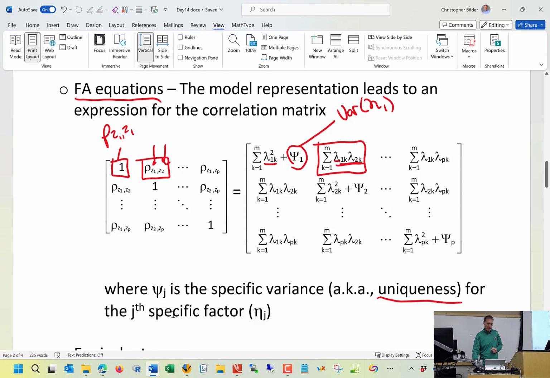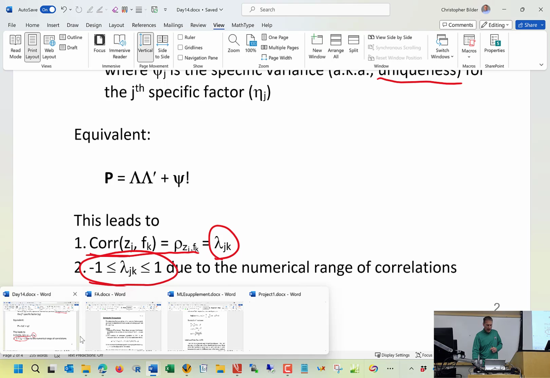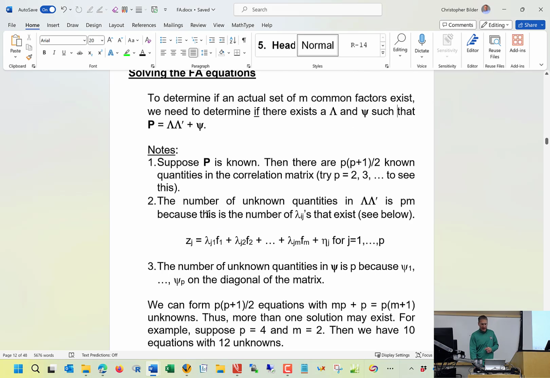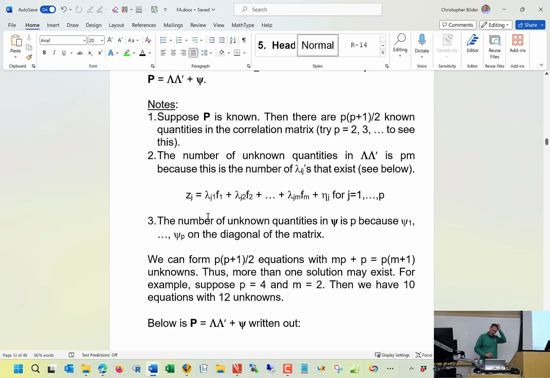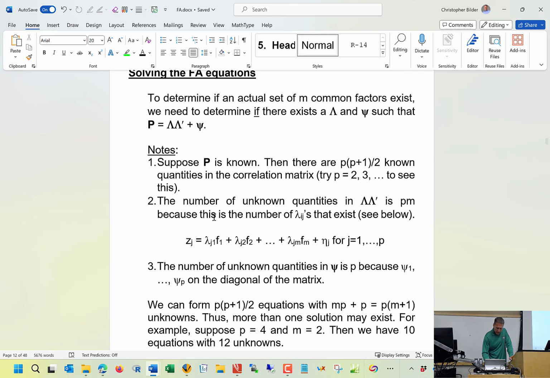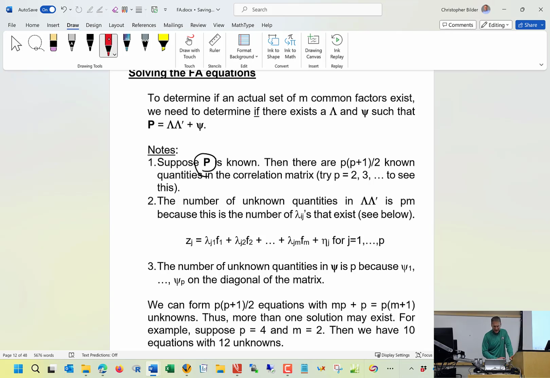And this is essentially what happens. But unfortunately, things are not as easy as they may appear. So our correlation matrix, we use the symbol P to always represent our true correlation matrix. Remember, the estimate is represented by capital letter R. With a correlation matrix, let's say if it was known, then essentially we have p times p plus 1 divided by 2 quantities known in that matrix.